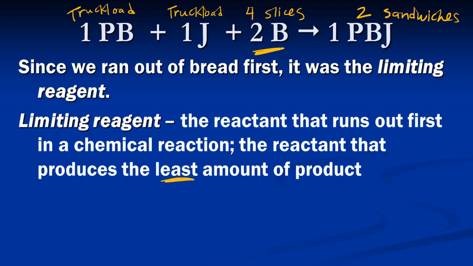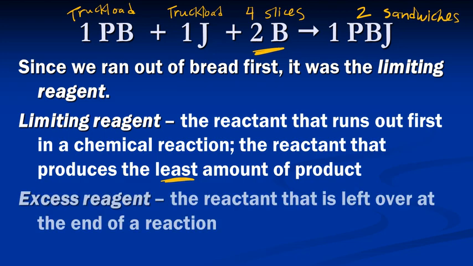So for example, with the truckload of peanut butter, maybe we could have made 10,000 sandwiches. Or with the truckload of jelly, we could have made 10,000 sandwiches. But since we only had 4 slices of bread, we were only able to make 2 sandwiches, and that's why we call bread the limiting reagent. Now, after you make those 2 sandwiches, you're going to have a whole lot of peanut butter and jelly left over. That's excess, and so we call that the excess reagent, or sometimes the excess reactant. And that's what you have left over at the end of a reaction. So in a reaction we have limiting and then excess reagents.